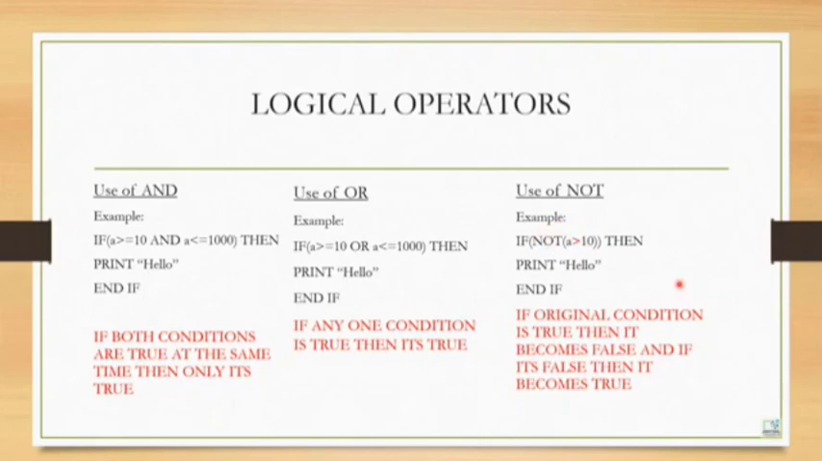Understood? In simple, I say whenever you are using AND, all of the conditions should be true. If any one of them is false, the answer is false. If you are using OR, then if at least one of them is true, the answer will come true. And if you are using NOT, then whatever is the condition, it will invert the result. The true result will become false and the false result will become true.